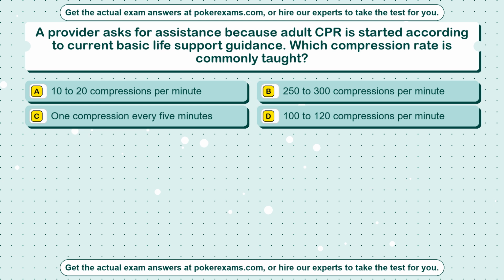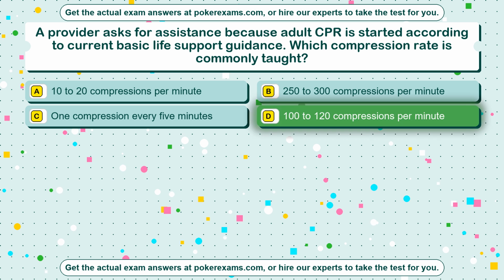Question 94. A provider asks for assistance because adult CPR is started according to current basic life support guidance. Which compression rate is commonly taught? Option A, 10 to 20 compressions per minute. Option B, 250 to 300 compressions per minute. Option C, 1 compression every 5 minutes. Option D, 100 to 120 compressions per minute.